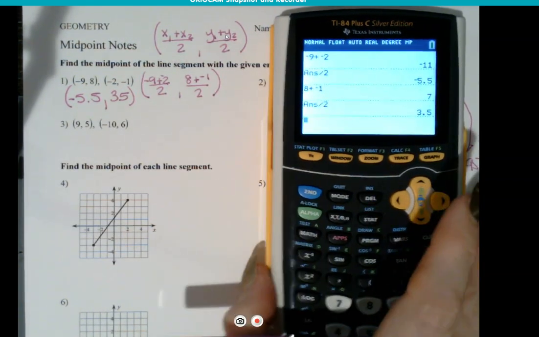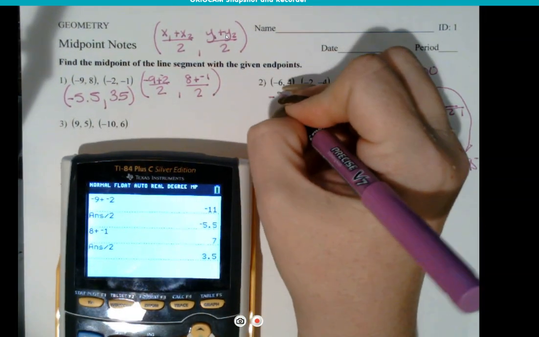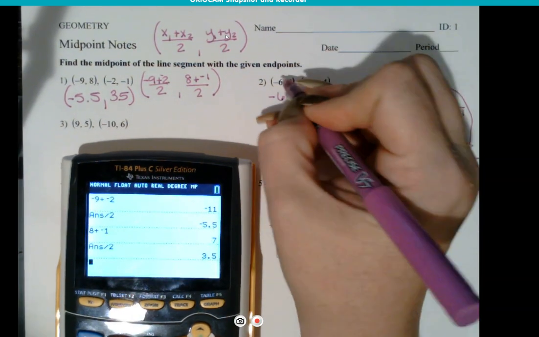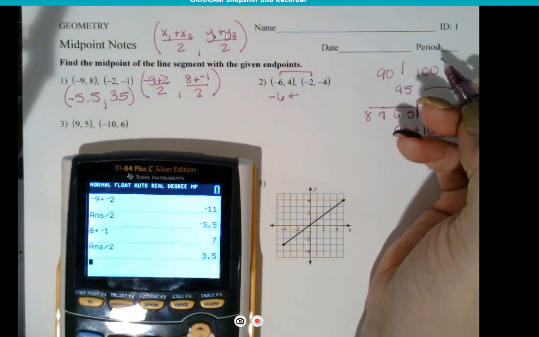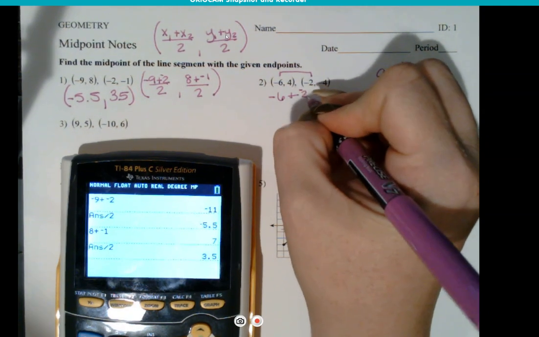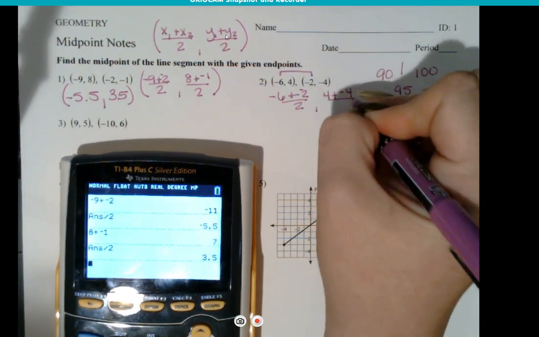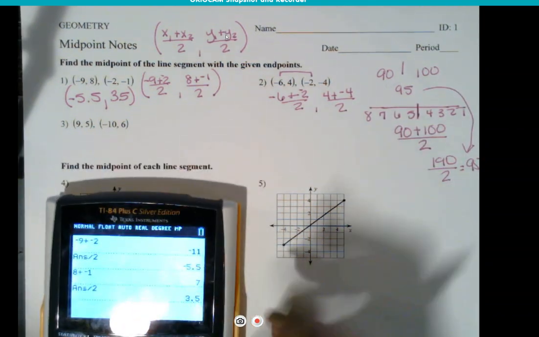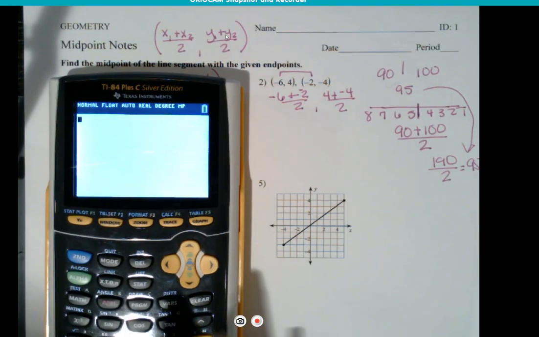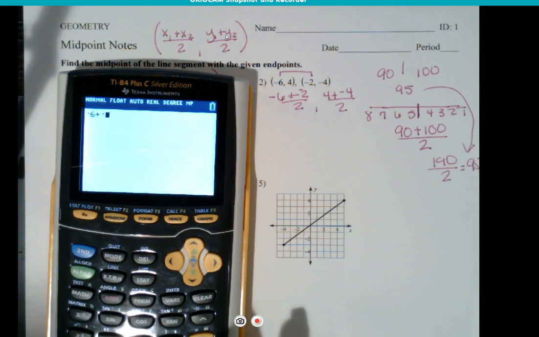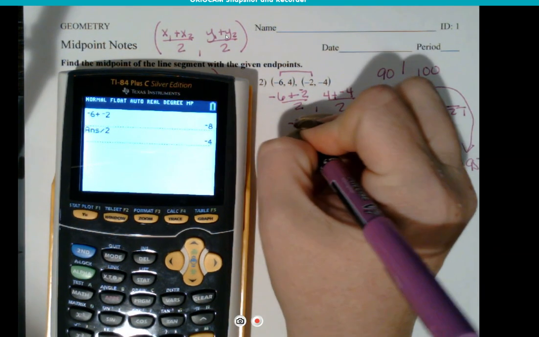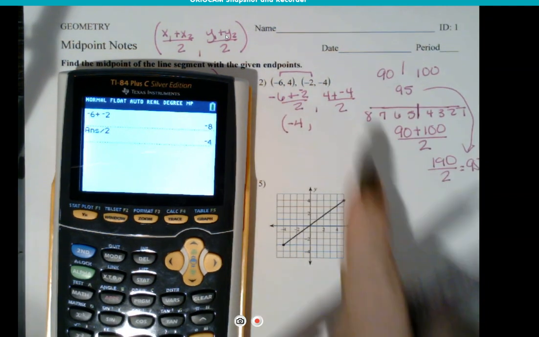Okay, so I'm going to do the same thing over here, -6 plus, because I have to do my X's. Remember, X's are the first part of our coordinate. So X plus -2 divided by 2, and 4 plus -4 divided by 2. If I do that, I get -6 plus -2 divided by 2, and so that's going to be -4.